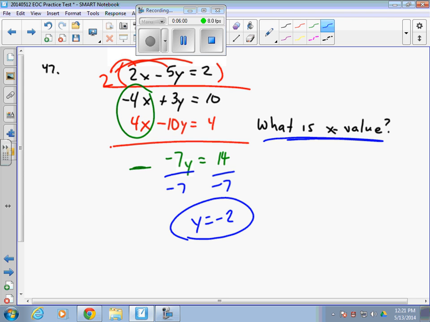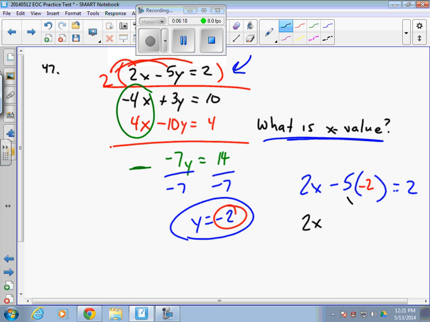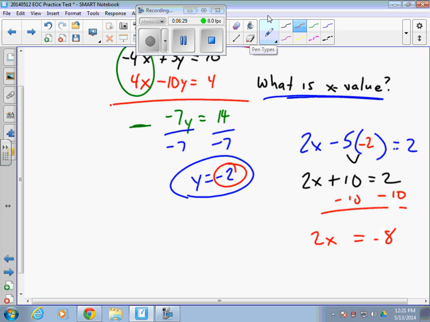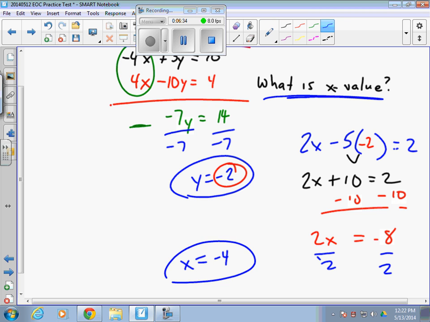So take one of the other equations and substitute in the y value, negative 2. So 2 times x minus 5 times our new value of y, negative 2, equals 2. I just plugged it back into that first equation. Simplify this one. 2x, negative 5 times negative 2 is positive 10, equals 2. Get rid of positive 10 by subtracting it on both sides. 2x equals negative 8, and then divide by 2 to get x by itself. x equals negative 4. That's the first option for x's value, negative 4.